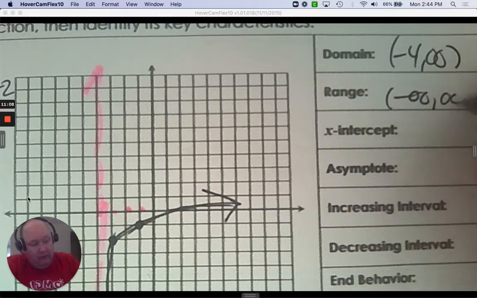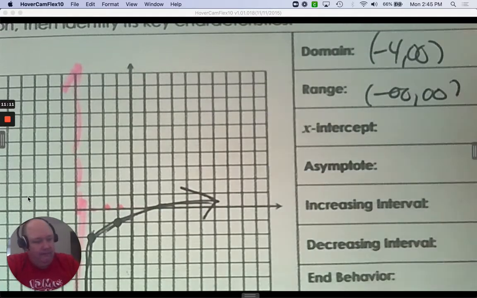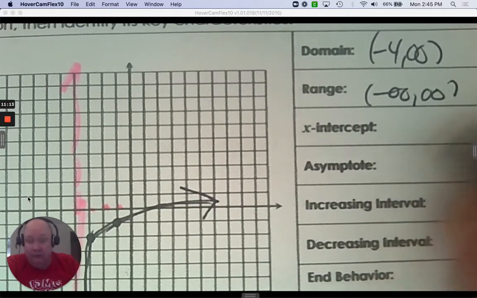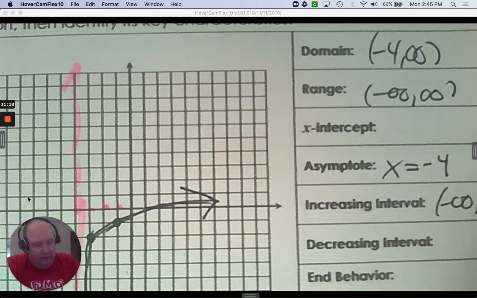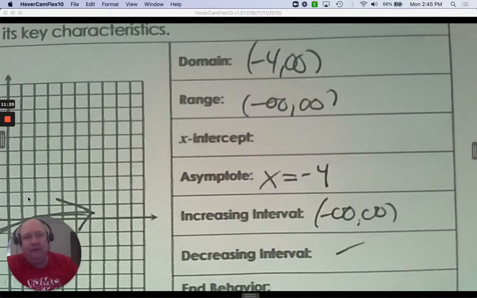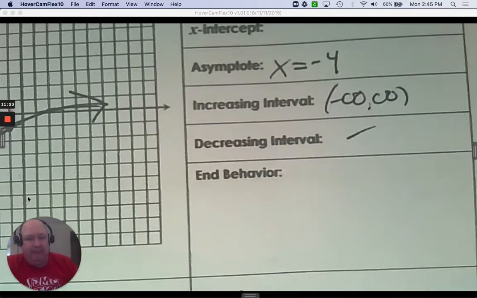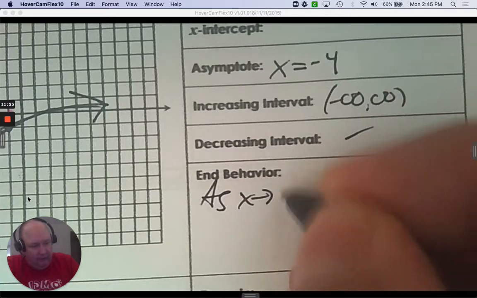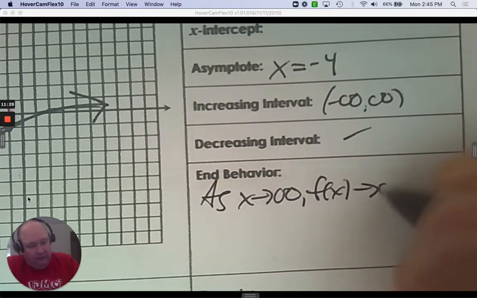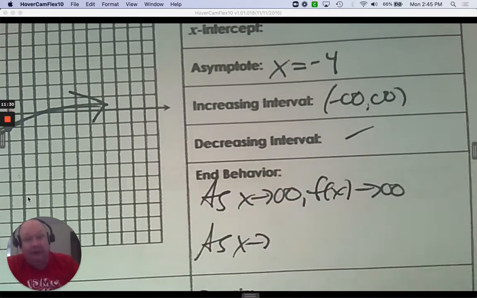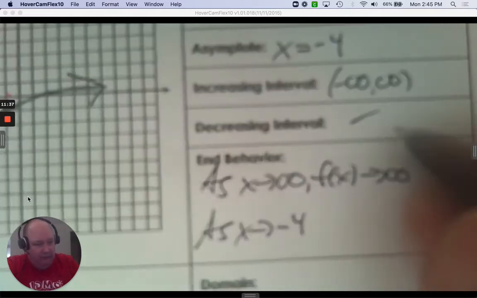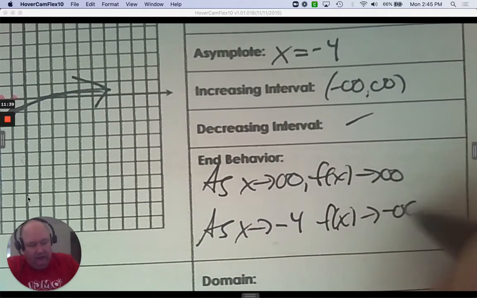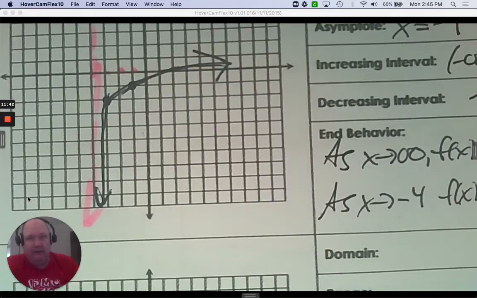There are no restrictions on the range. The x-intercept doesn't matter. The asymptote is at x equals -4. This is an increasing function, never decreases. And then the end behavior. As x approaches infinity, the function approaches infinity. As x approaches, now be careful, never approaches negative infinity. So on the left, it approaches the asymptote. So as x approaches -4, then the function goes to negative infinity. So there's the end behavior of that logarithm.